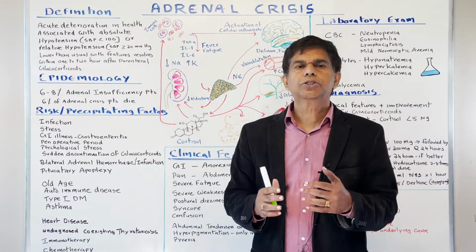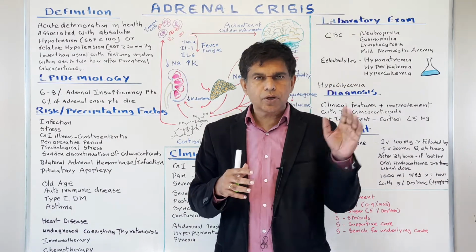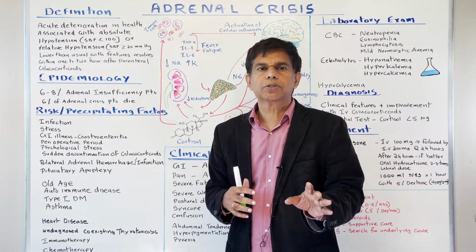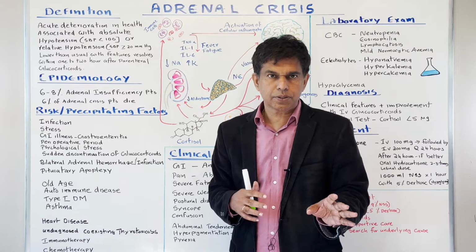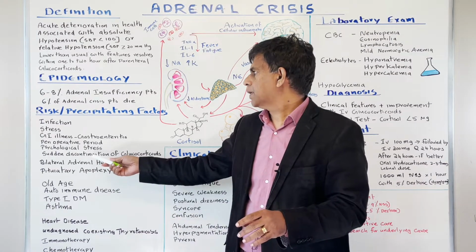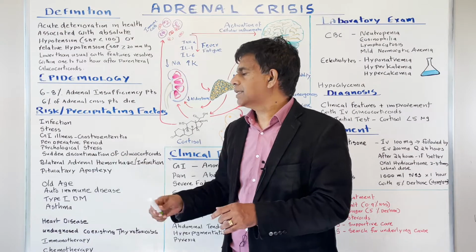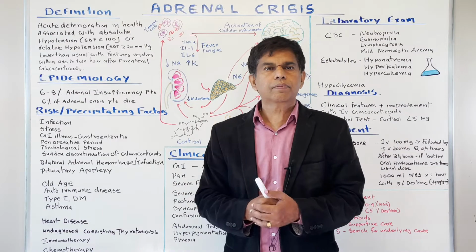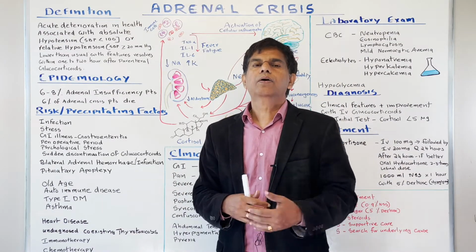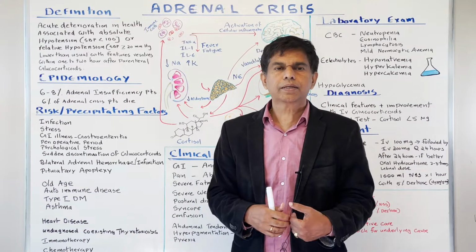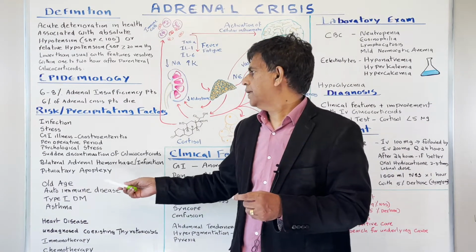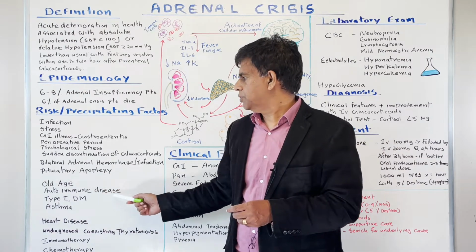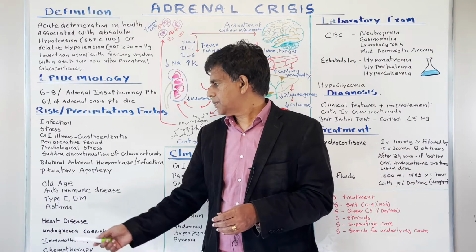Perioperative period, surgery, be very careful. That's why before you go into surgery, make sure you adequately treat the patient with steroids if they have adrenal insufficiency. The next one is psychological stress and sudden discontinuation of glucocorticoids. You've been taking steroids for a long time, and all of a sudden, maybe you didn't have the money to buy them, or you were busy and forgot to take them. That could happen. And then bilateral adrenal hemorrhage, pituitary apoplexy, old age, autoimmune disease, even type 1 diabetes and asthma.